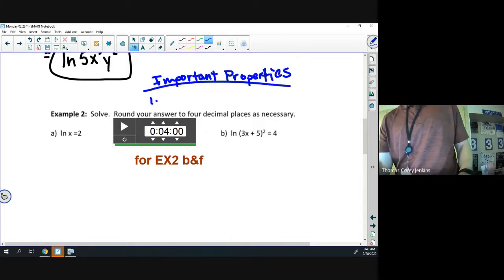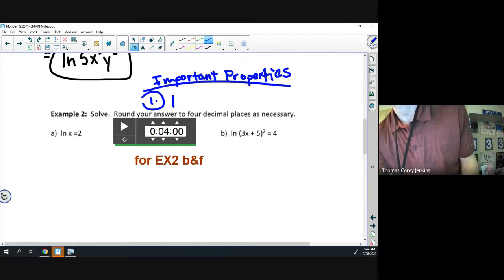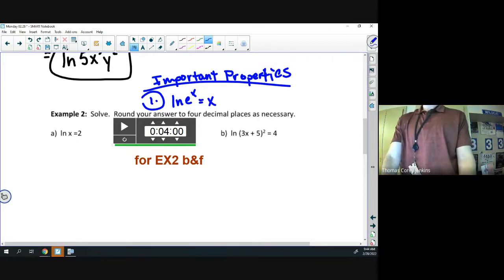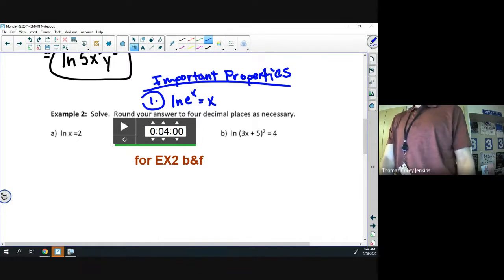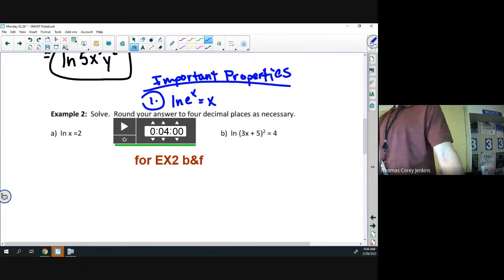Don't really worry about y right this minute, but one thing that you should know is the natural log of e to the x. And we might revisit why this is true. But the natural log of e to the x is equal to x. We could talk about why that's true. That is true because another way to write that would be x times the natural log of e, right? And basically that just means x times 1, okay? So that's why it's x.